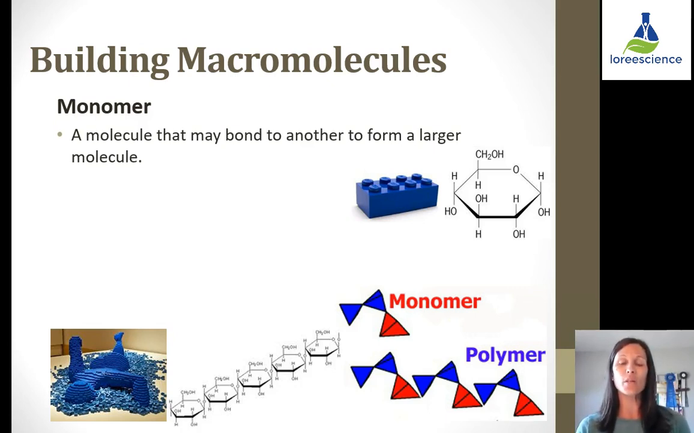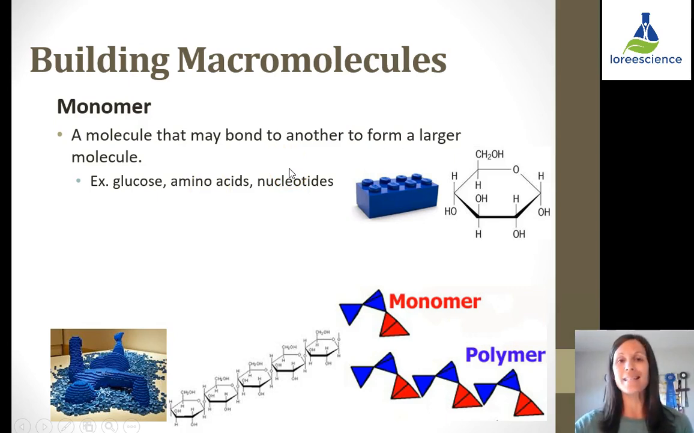So a monomer is any molecule that can bond to another to form a larger molecule. So if we take a look at this example of glucose here, we take a string of glucose, put them together, we can make a larger carbohydrate such as starch. We can also think of the analogy of Lego blocks. So for example, glucose is the monomer of carbohydrates, amino acids, the monomer of proteins, and nucleotides, when you string them together, you can get DNA or RNA or any of the nucleic acids. So monomers are base units.